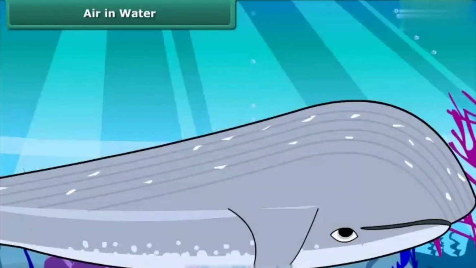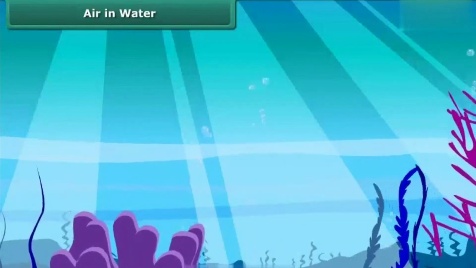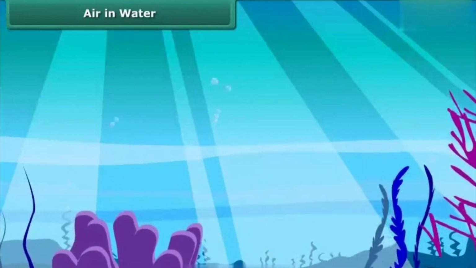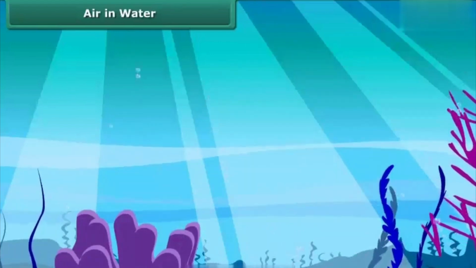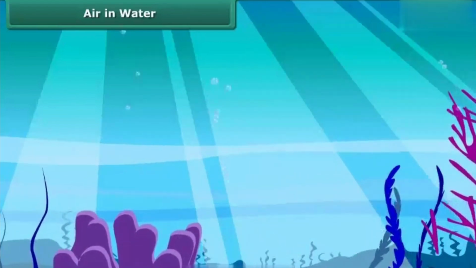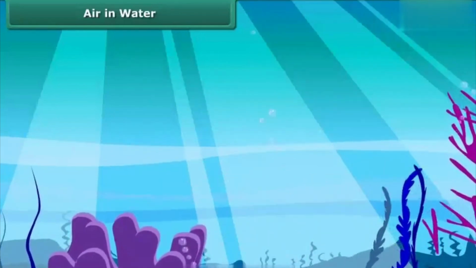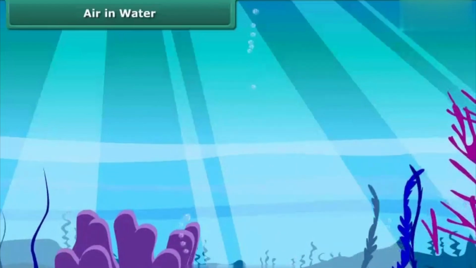See this whale. How does it breathe? Similarly, how do the aquatic plants get carbon dioxide and oxygen in water? You'll be surprised to know that they breathe air only. Don't believe? Come, let us do an activity.